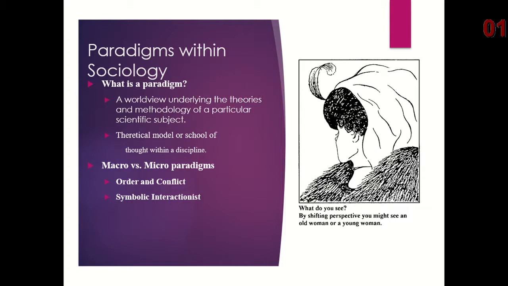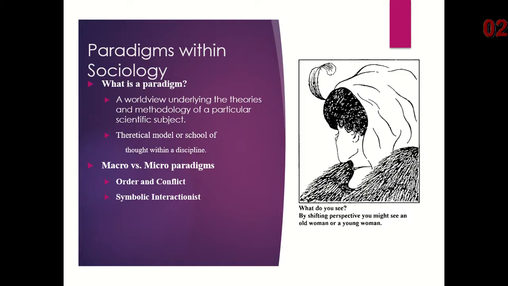So, a paradigm is nothing more than a worldview that is underlying the theories and methodology of a science. So it is the theoretical model or school of thought within that discipline. And in sociology, there's a couple of big ones. Order is a macro theory. It's also known as functionalism. It pretty much states that things happen because they function within the society. They have a purpose.